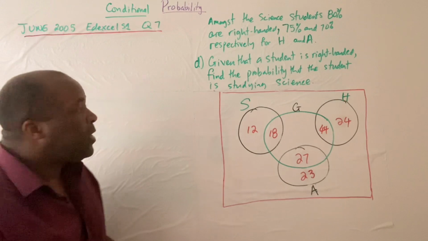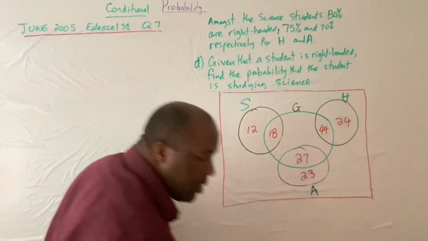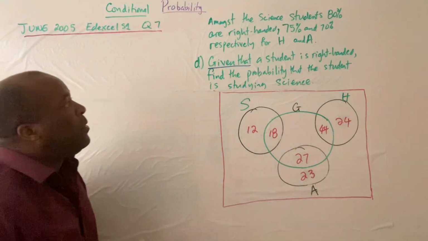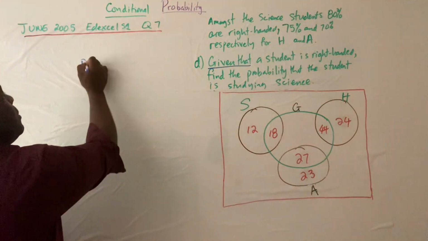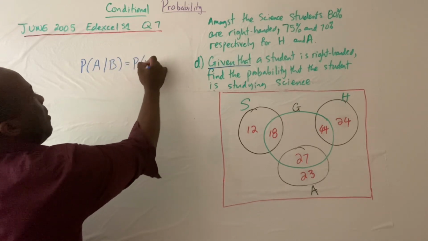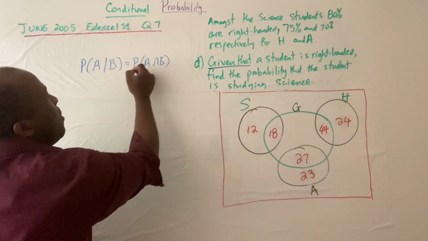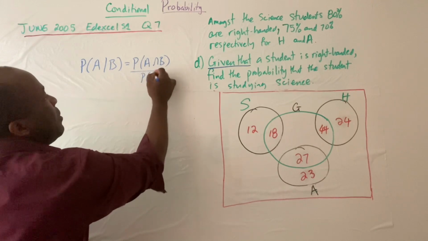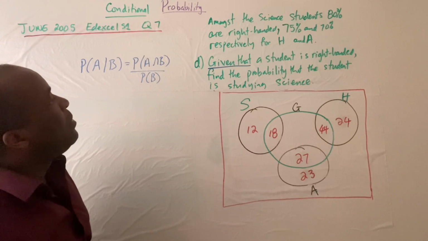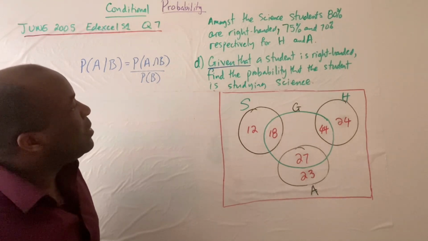So again, the "given that" part tells us clearly that we're dealing with a conditional probability question, and we're going to invoke the conditional probability formula. Probability of A given B is the probability of the overlap over the probability of the condition. So given that the student is right-handed, find the probability that the student is studying science.